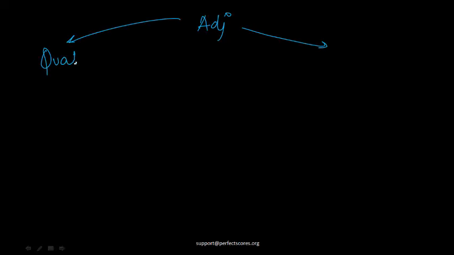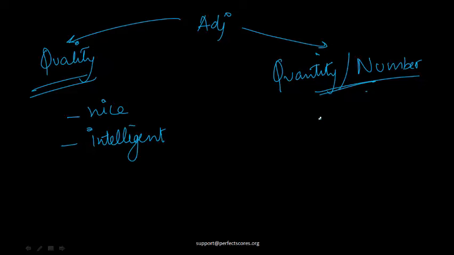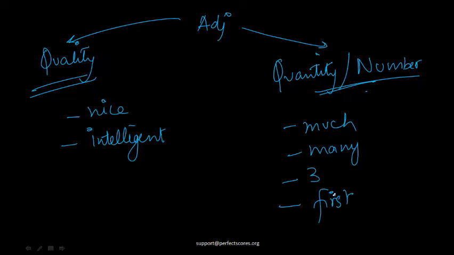So let me summarize it once. Adjectives are usually of two types. One is adjectives of quality and the other one is adjectives of quantity or adjectives of number. I'll give you a few examples to refresh everything. Quality would be words like nice, intelligent, and for quantity, words like much, many, three, first. So that is the basic division of adjectives.